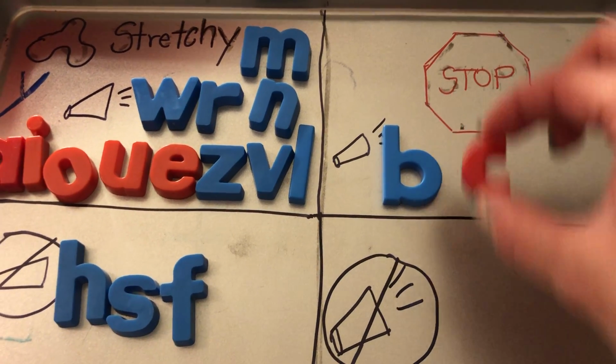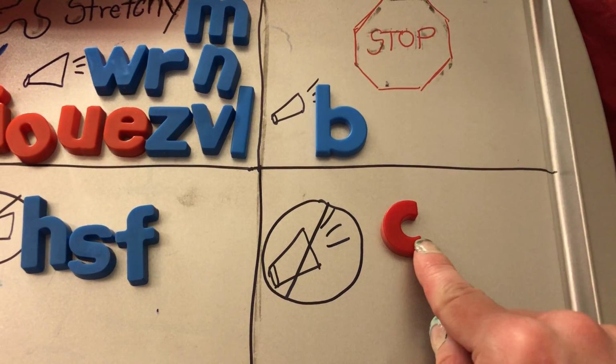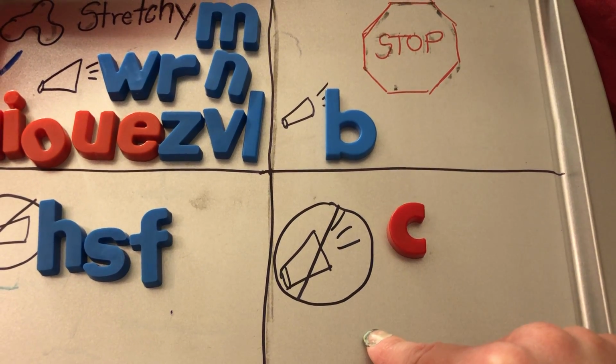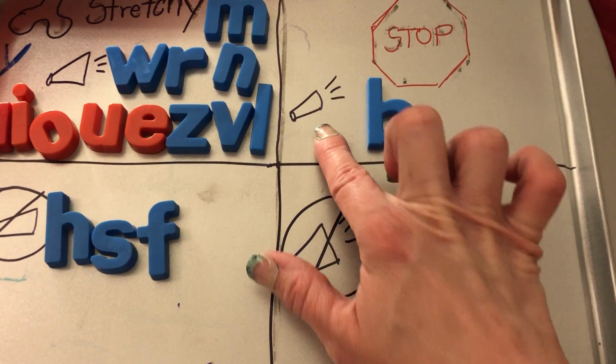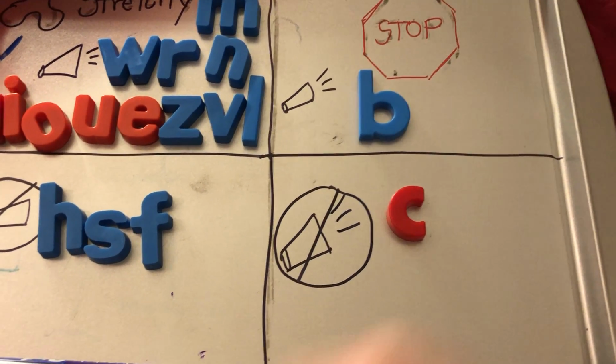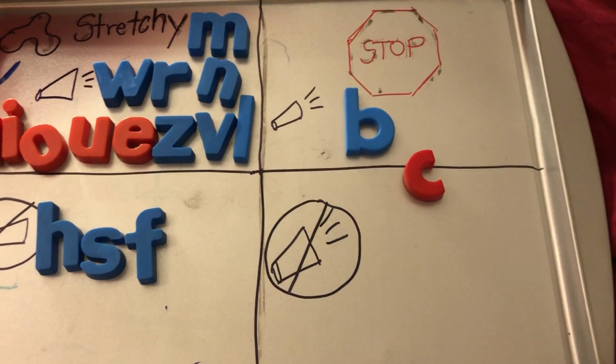And C is a stopper sound. Okay, but what do you think? Do you think when we make the sound for C, which is k, k, k, do you think it's voice on or voice off? Take your hand, press it against your neck, give it a try, and then you can show me thumbs up or thumbs down when you're ready. Go.